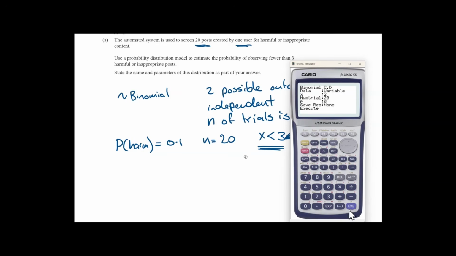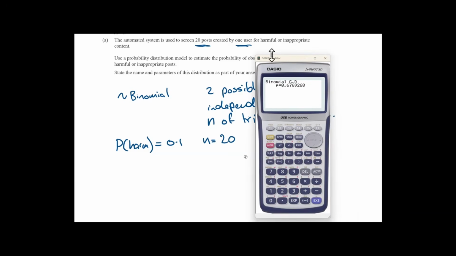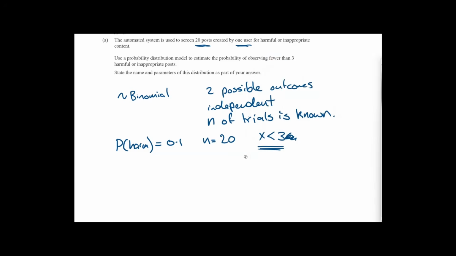Number of trials is 20, and the probability of getting a hit, a success, in one of those trials is 0.1, like a 10. And so the probability of getting less than 3 is this number here, 0.67. So the probability of less than 3 harmful is 0.67. I actually round to 4 dp. So it's a binomial with those parameters.